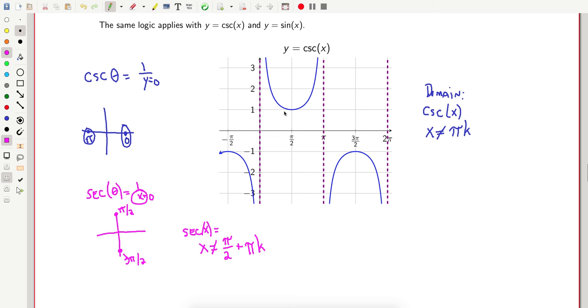For your range of secant and cosecant, your values are going to be less than or equal to -1 or greater than or equal to +1. Unless you have any changes to the vertical stretch or compression and any vertical shifts, you're not going to get any values for secant that are bigger than -1 but less than +1.